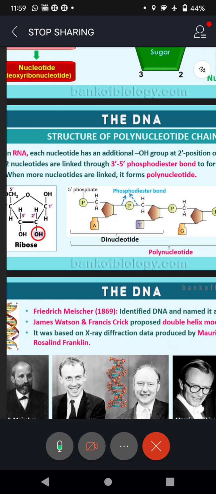Here there is another bond, phosphodiester bond. Again, you must have heard in chemistry, esters, esterification. Here it is diester, 2 esters. Who is attaching it? It is the phosphate molecule. Look at the diagram. In the dinucleotide, one nucleotide is attached to another nucleotide through this phosphodiester bond.